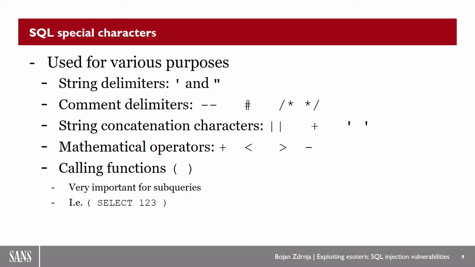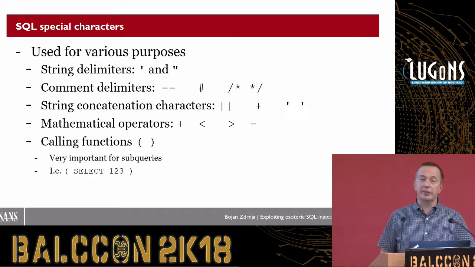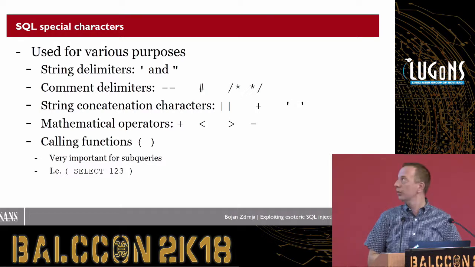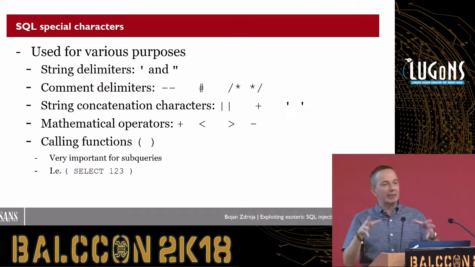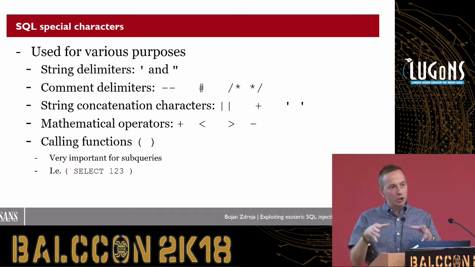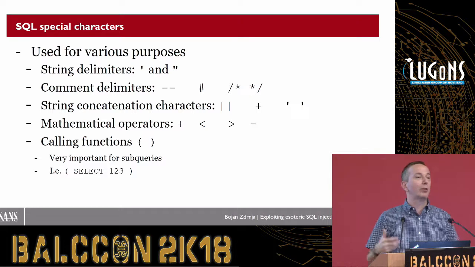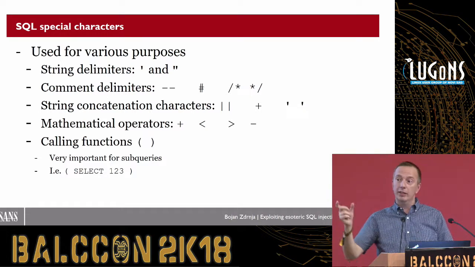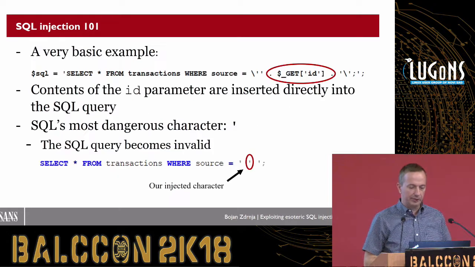String delimiters are important for us, so we can try to break out of strings. We can maybe even exploit SQL injection vulnerabilities with these being filtered. I'll have one example with that. Comment delimiters: dash dash, hash character, or typical programming comments, string concatenation, and so on. One thing that is important, calling functions. So we can have a subquery. In our query, we can inject a different query. The database will first run a subquery, select 1, 2, 3, and the result, 1, 2, 3, will be returned back to the outer query. We will use this quite a bit when exploiting SQL injection.